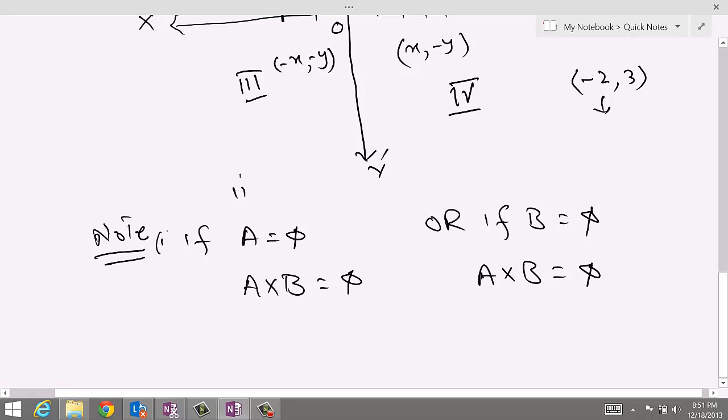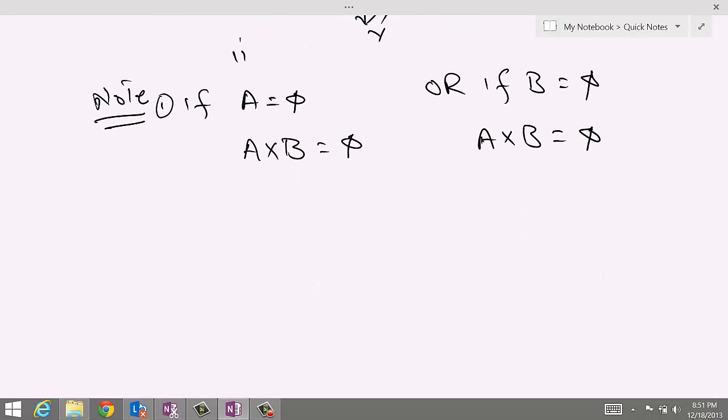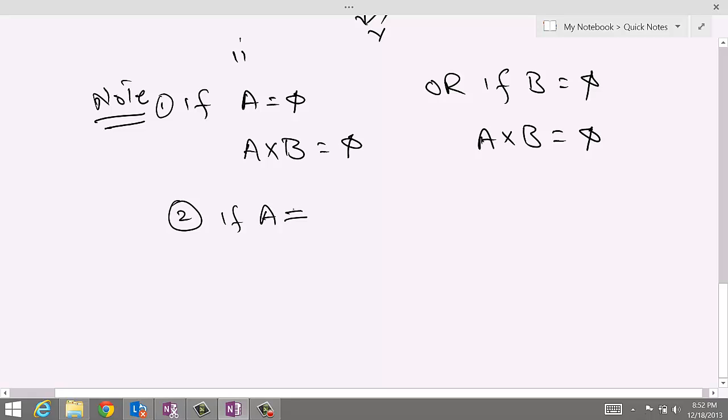Number one. Number two, if we change the order, like if A is not equal to B, if two sets A and B are different, then A cross B is not same as B cross A.